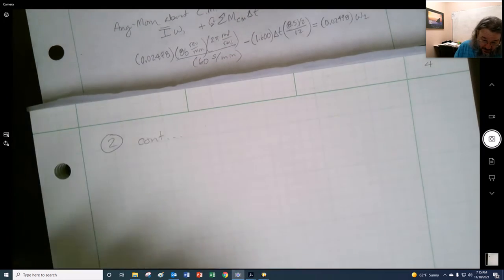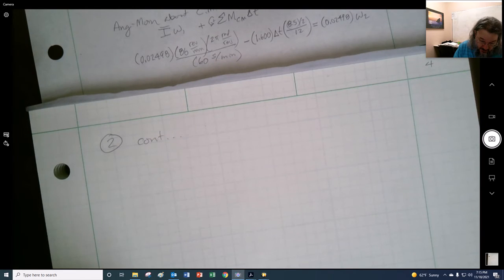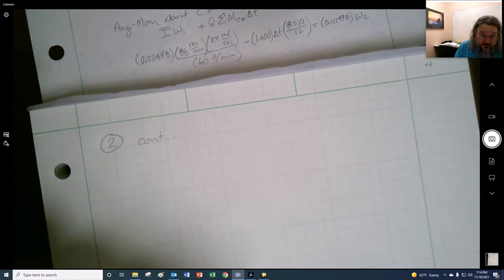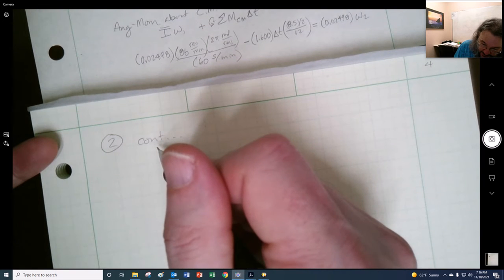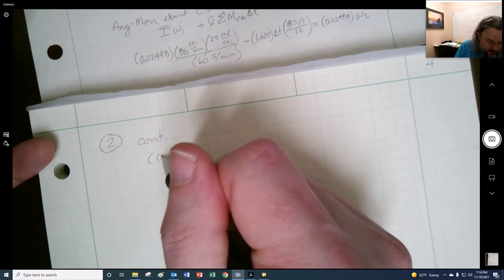And let me get all my values in here. 0.02498. 86 times, well, let me see what that 86 turned out to be. 86 times 2 times pi divided by 60. Ooh, 9.005 radians per second. Times our 0.02498. Boom. And we want to get this, I'll just write it out for the time being.